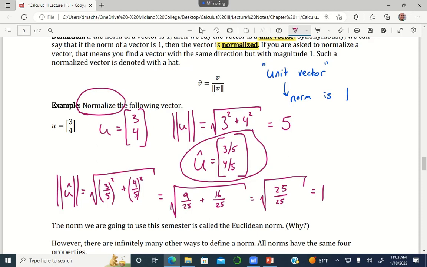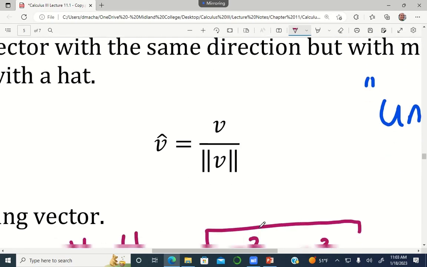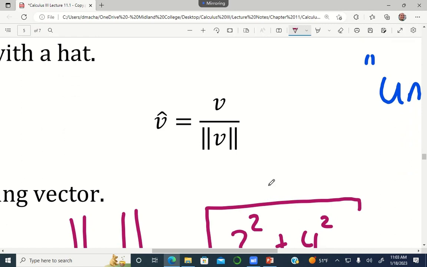We use the notation where the normalized vector has a little hat. So this is v hat. It's just saying I'm taking the vector v and I'm normalizing it. And the formula for doing that is you just take every entry in your original vector and you divide it by the norm of v. So first step is you have to find the norm of v, and then after that you just take every entry and you divide it by that norm.